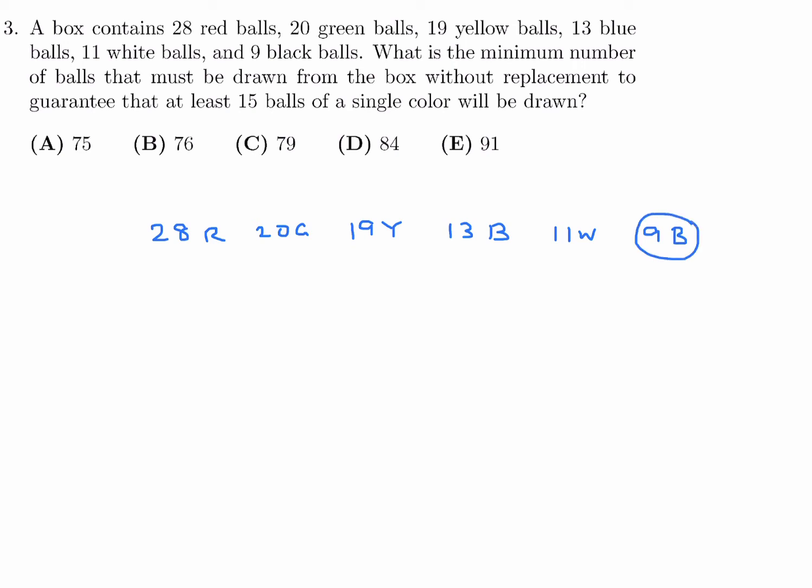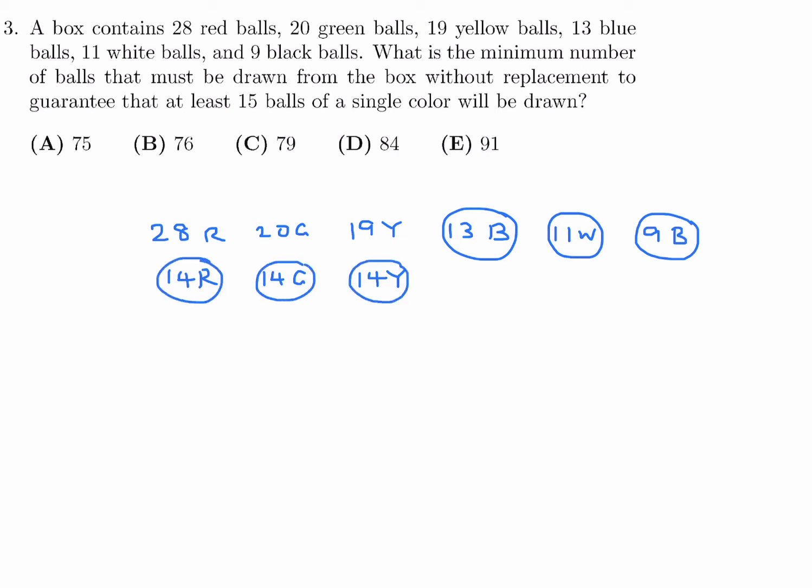Let's say I select all 9 black, all 11 white, all 13 blue, and then I select 14 yellow, 14 green, and 14 red. So far, I have not selected 15 of any color. I'm doing it in an extreme way. Now at this point, the very next ball that I choose will obviously be either red, green, or yellow. The very next one will bring one of these up to 15. So for example, if the next ball I choose is green, it would bring that total up to 15, and therefore that would now be the first time that I'm guaranteed.